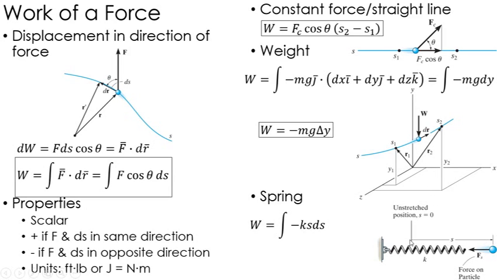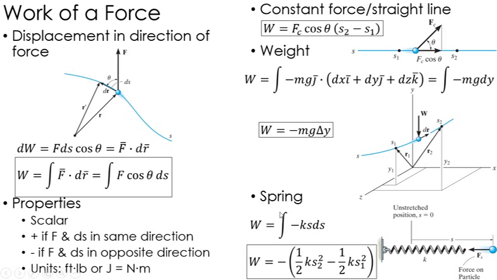Again, if I move to the left here, the force of the spring is pushing to the right. That's why I have the negative sign, because my spring force opposes the compression. Okay. So with that, k is obviously a constant. I bring that out, and I'm just left with the integral of s ds, which is s squared over 2. So again, I can have the work of a spring as just the difference in the 1/2 k s squared.